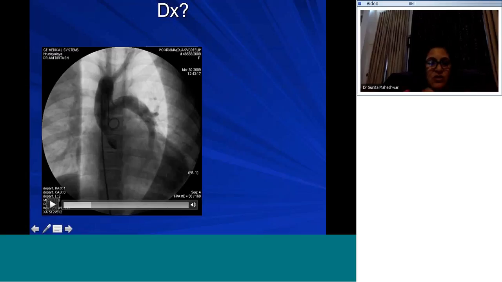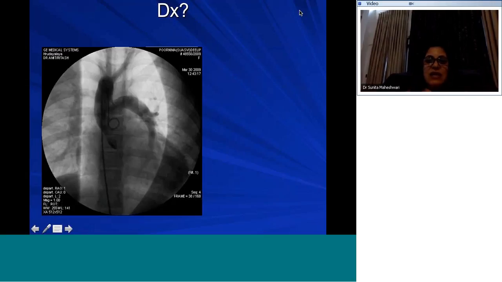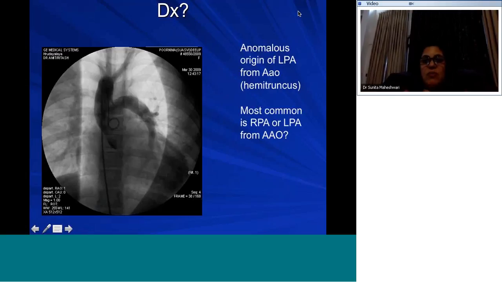So the difference between this and an AP window, in an AP window generally you would see both the branches getting filled. Here you're seeing the left pulmonary artery. So yes, the diagnosis is LPA from ascending aorta, or what is colloquially called hemi-truncus. So this is a hemi-truncus with the LPA from the ascending aorta, also called anomalous origin of one single pulmonary artery from the ascending aorta.